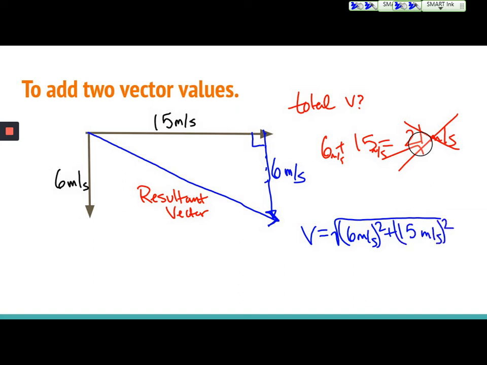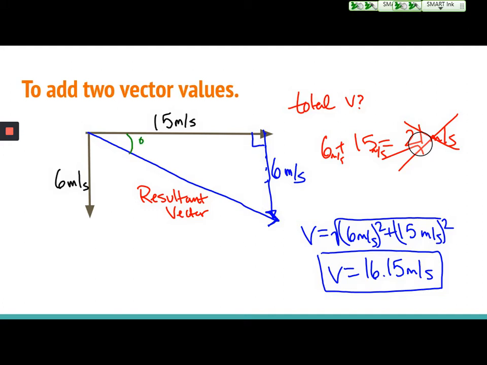So my velocity for this guy is going to be 16.15 meters per second. Again, you'd have to worry about sig figs in a real problem, but for now, this is the true velocity you're going, and it's not a velocity yet until we figure out what angle we're actually going at.